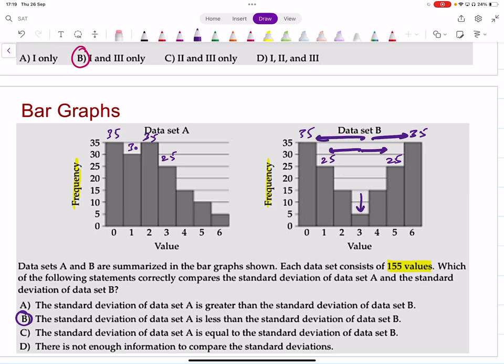In this first case, most values are not away from the mean, at least comparatively to the second data set. Okay.